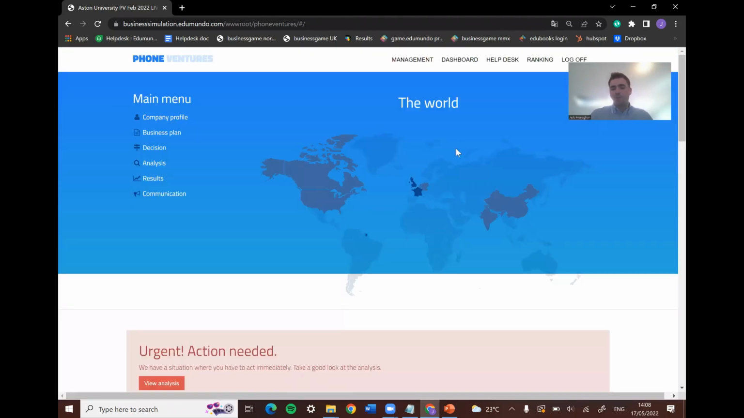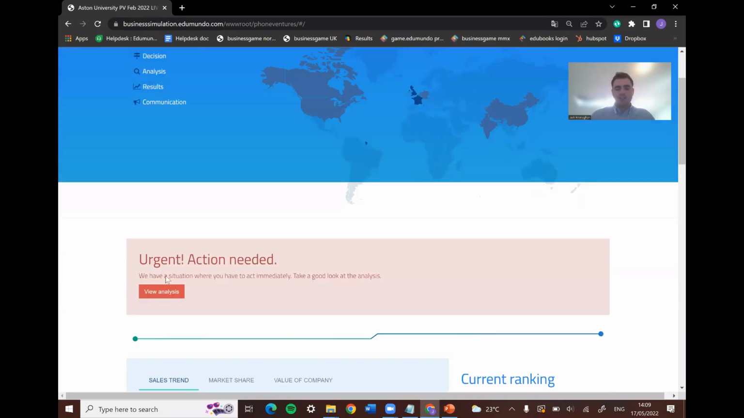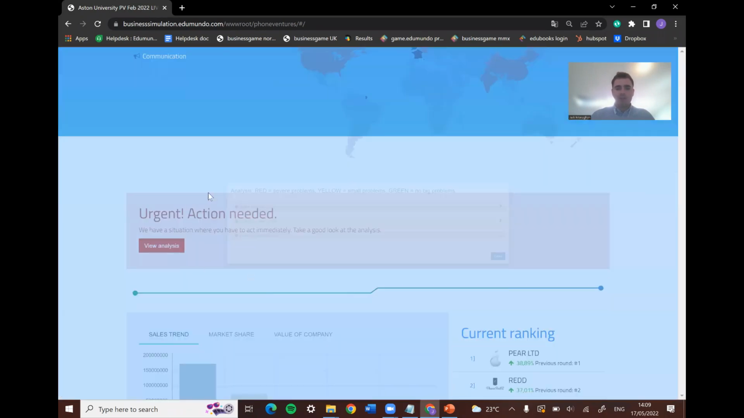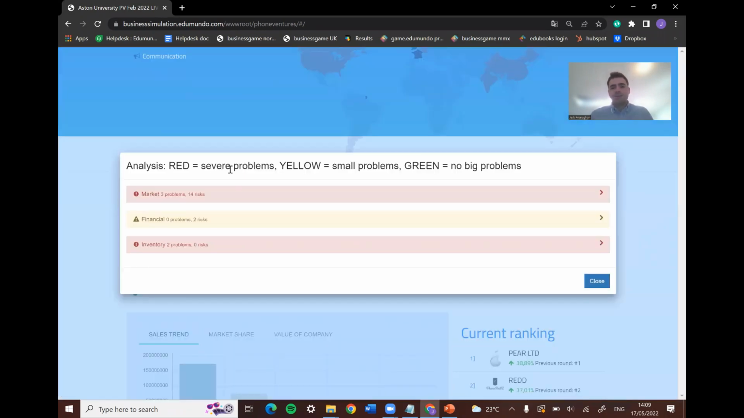Once you've taken a look at the points that you've scored, you then want to start analyzing the results that you achieved. The first thing that you may want to take a look at is the analysis tool on the dashboard page. When you click View Analysis, you'll see the severe problems, small problems, and if it's in green, luckily enough, you have no problems at all.